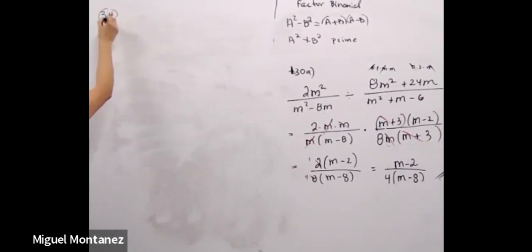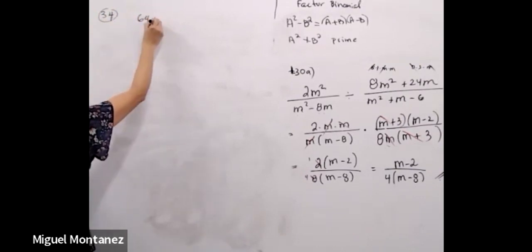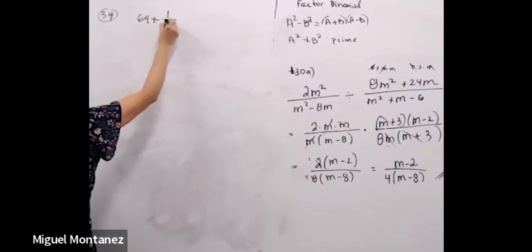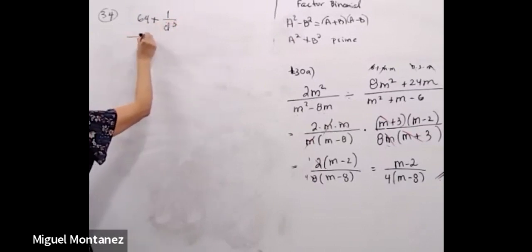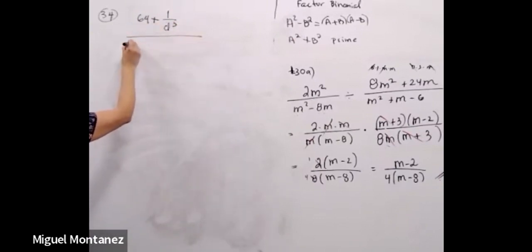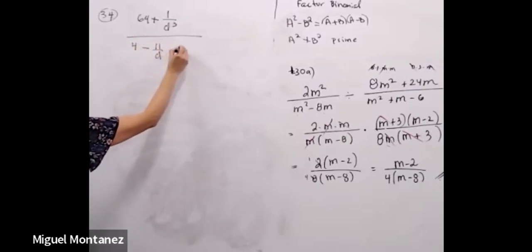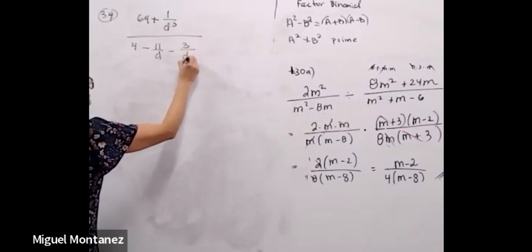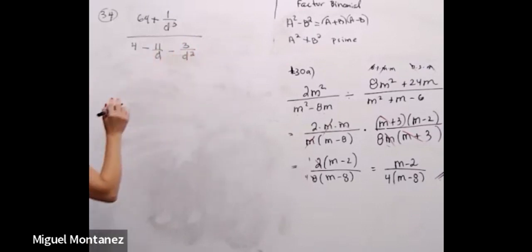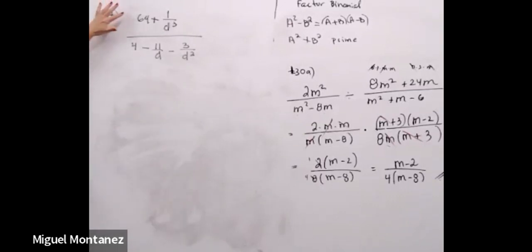Number 34. Let's see. We have 64 plus 1 over d cubed, divided by 4 minus 11 over d minus 3 over d squared. Okay. So we have fractions in the numerator and we have fractions in the denominator.